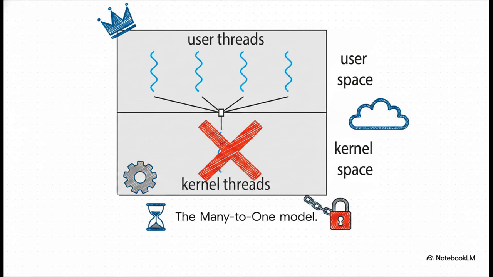First up is the many-to-one model, used by early systems like Solaris Green Threads. You map many user threads down to just one single kernel thread. It is highly efficient for the user library to manage, but there's a pretty fatal flaw here. If one single user thread makes a blocking system call, say it's waiting for a file to download, that single kernel thread blocks, and boom, the entire process freezes.